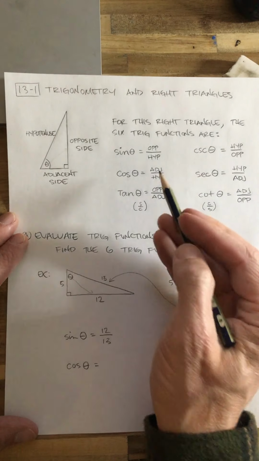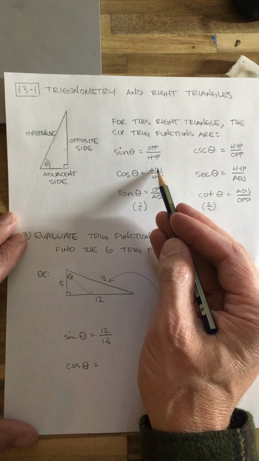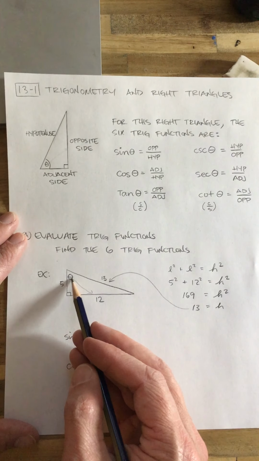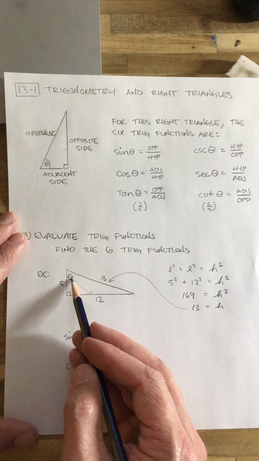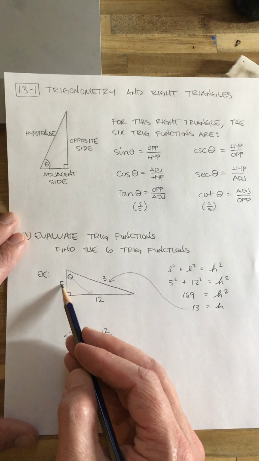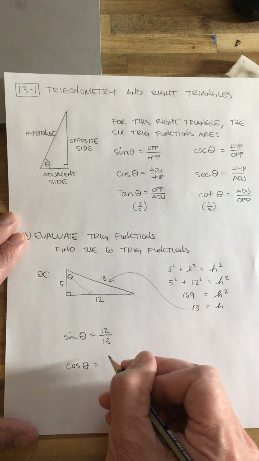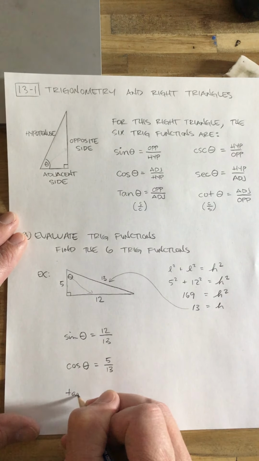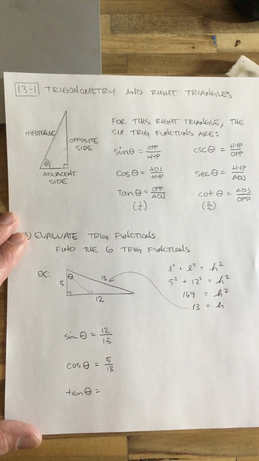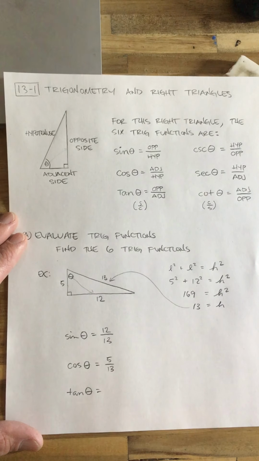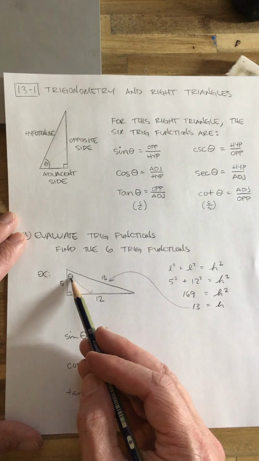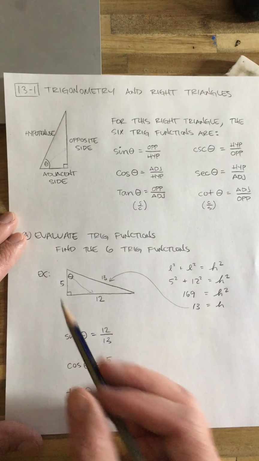All right, the cosine of theta is the adjacent side over the hypotenuse. If here's my theta, the adjacent side is the one touching it or next to it. So that's the 5 over the hypotenuse 13, so 5 over 13. Then the tangent of theta equals the sine over the cosine, or if you have a triangle to look at, it just equals the opposite over the adjacent. If this is my angle, the opposite side is the 12, over the adjacent side 5, so 12 over 5.